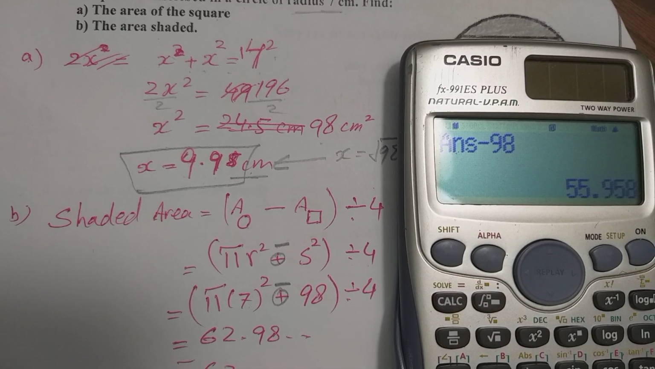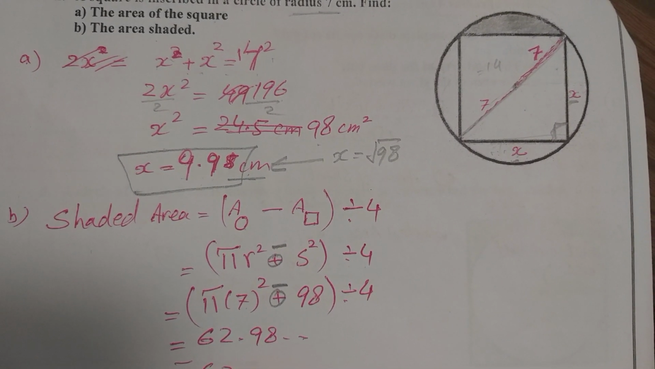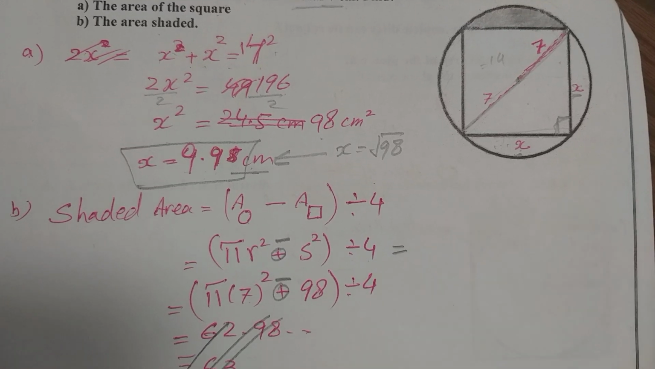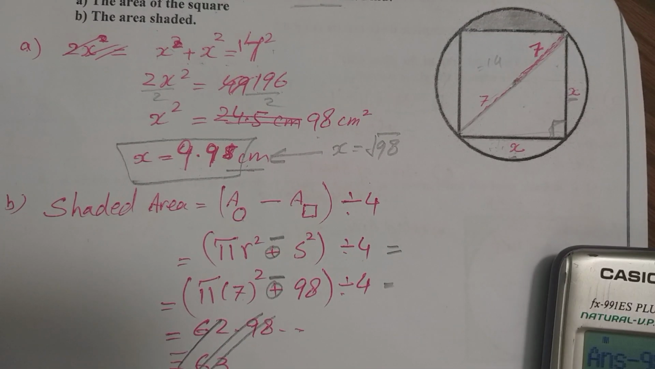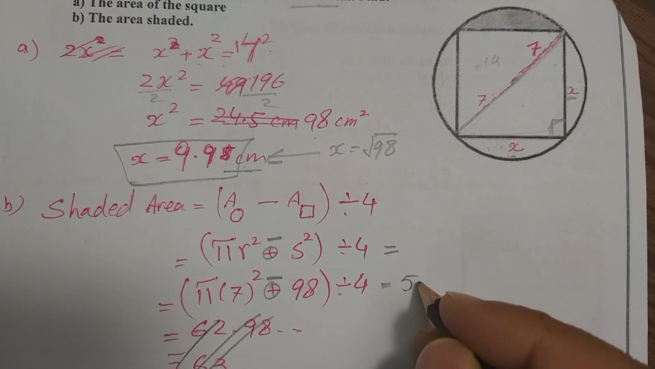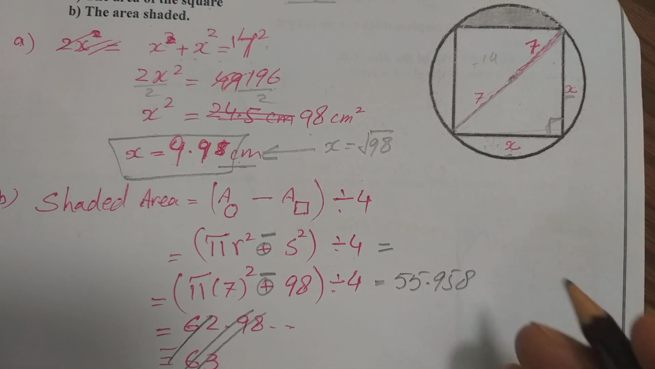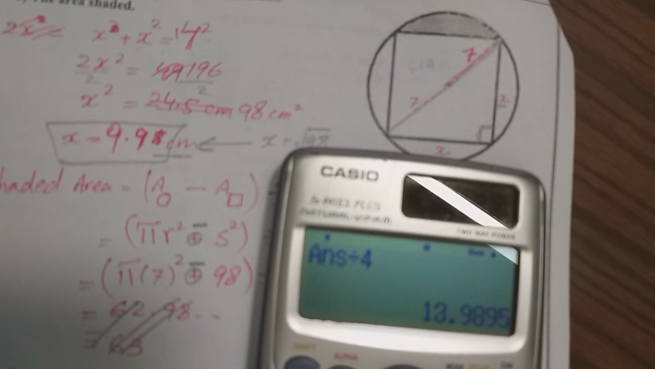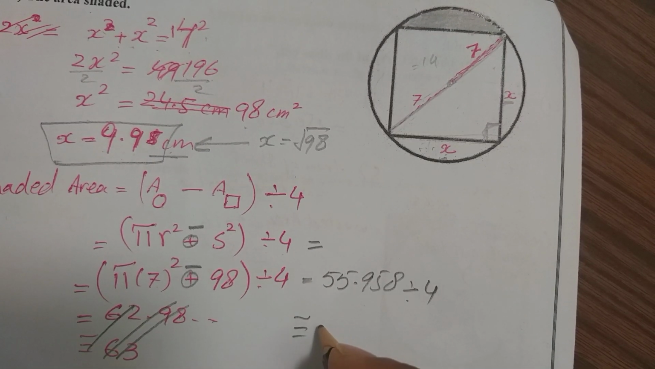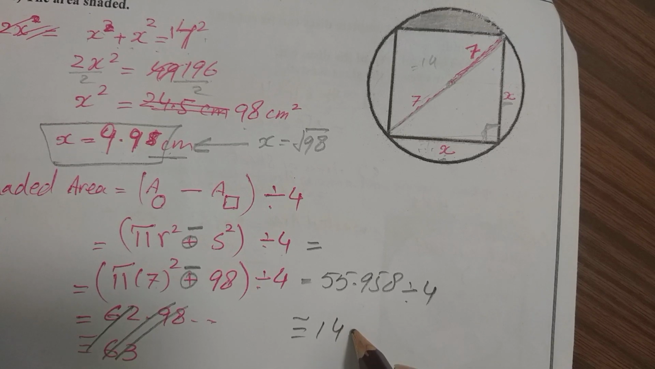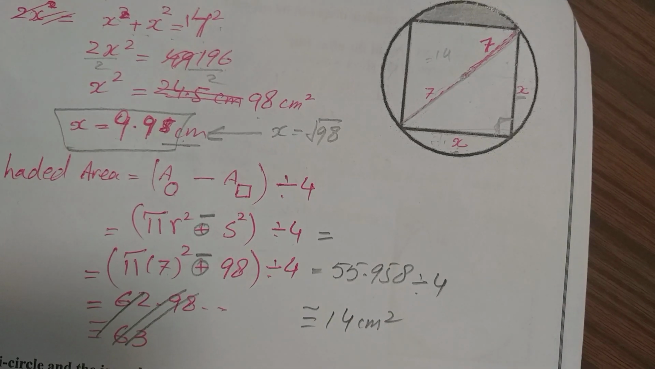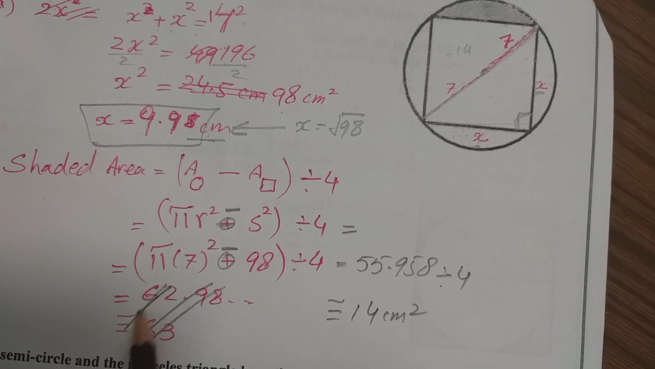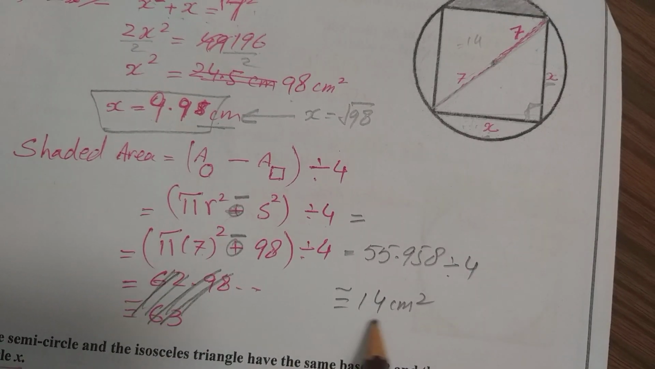55.98. Sorry, we should minus it, I added it mistakenly. So 55.958 divided by 4, the answer is 13.98, which is approximately 14 centimeter square, because it is area. So this is the correct answer, which is 14 centimeter square.